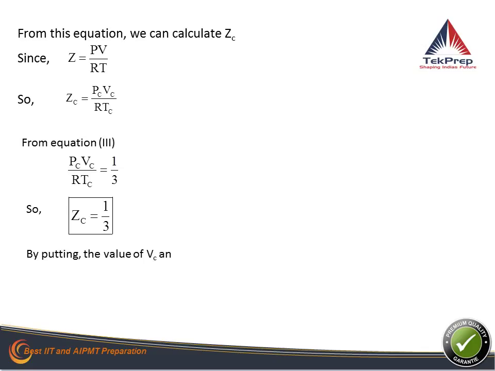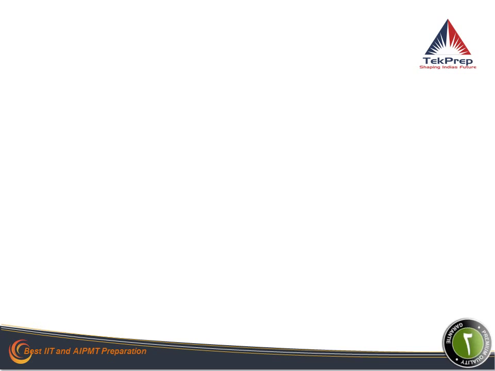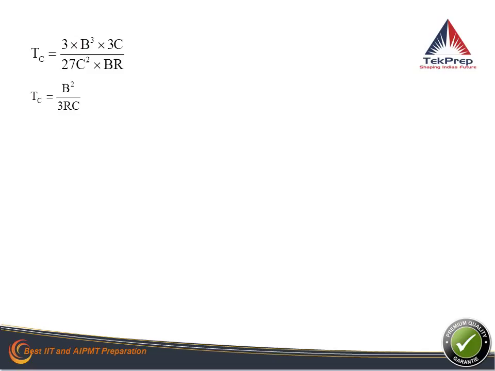So let's replace the values of V and P in equation 3, so that we can arrive at the value of T, that is the temperature. When we replace the values of P and V, we arrive at the value of T, which is equal to B square by 3RC in terms of B and C. So these are the values which we arrive at using the equation given by the scientist. So the right answer to this question, which we have already arrived at, is option D.